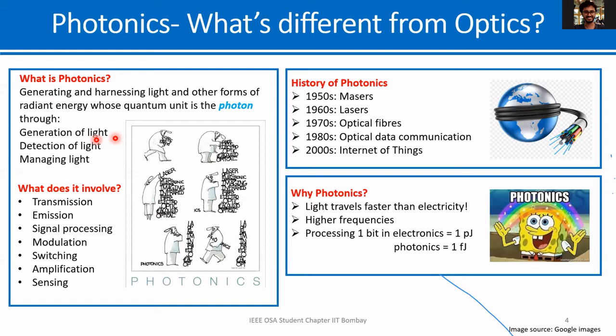And in terms of energy efficiency, to process 1 bit of data in electronics requires 1 picojoule of energy, whereas that in photonics requires 1 femtojoule. So in terms of energy also, it is quite efficient, and that's why photonics. And with all this talk about quantum and optics, so what is quantum optics? Well, I'll leave it to the audience to figure that out.